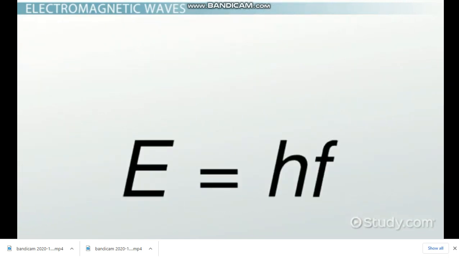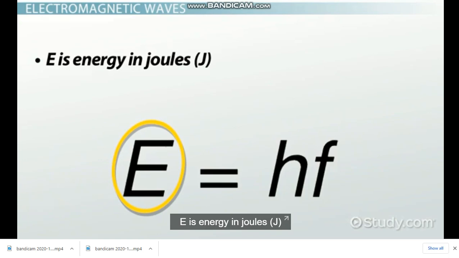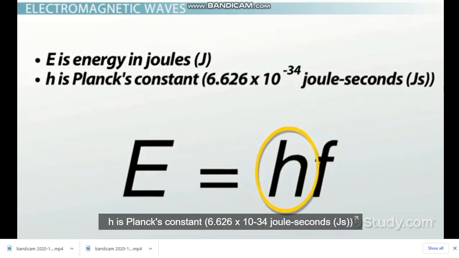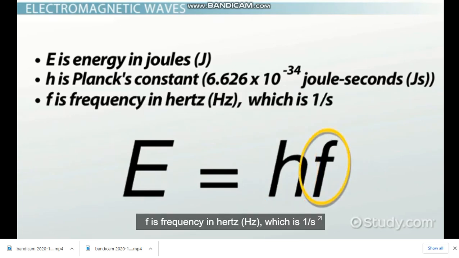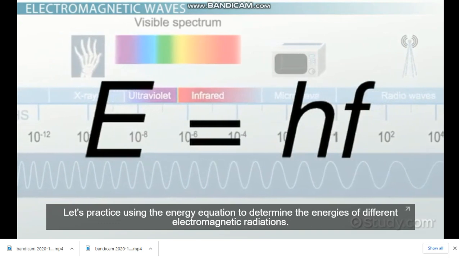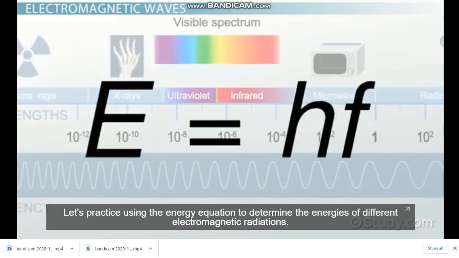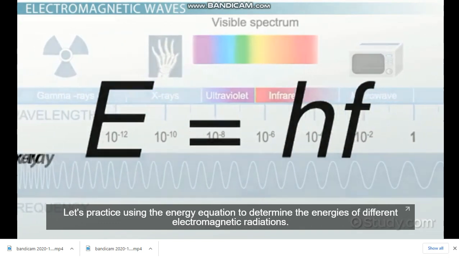E equals HF. E is energy in joules, J. H is Planck's constant, 6.626 times 10 to the negative 34 joules per second, Js. F is frequency in hertz, Hz, which is 1 per second. Let's practice using the energy equation to determine the energies of different electromagnetic radiations.